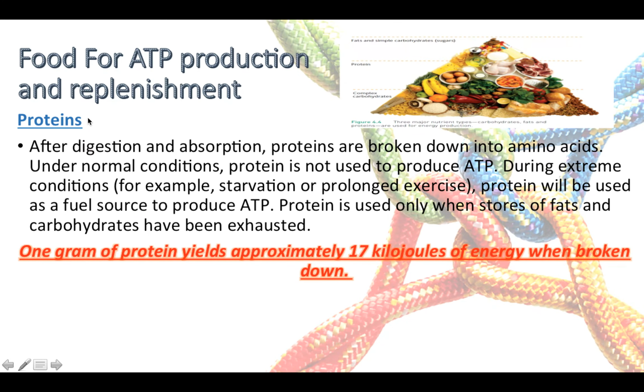Proteins. So we know protein is really good for exercise. However, we tend to see it more in our recovery foods when we're trying to heal muscle, as opposed to using it as an energy source. And it's really only used as an energy source, for example, in starvation mode or prolonged exercise. So a marathon runner would start to eat into their protein energy source, which isn't good. But again, 1 gram of protein yields approximately 17 kilojoules of energy when broken down, which is a pretty good outcome, but it's not the right kind of energy we want to produce.